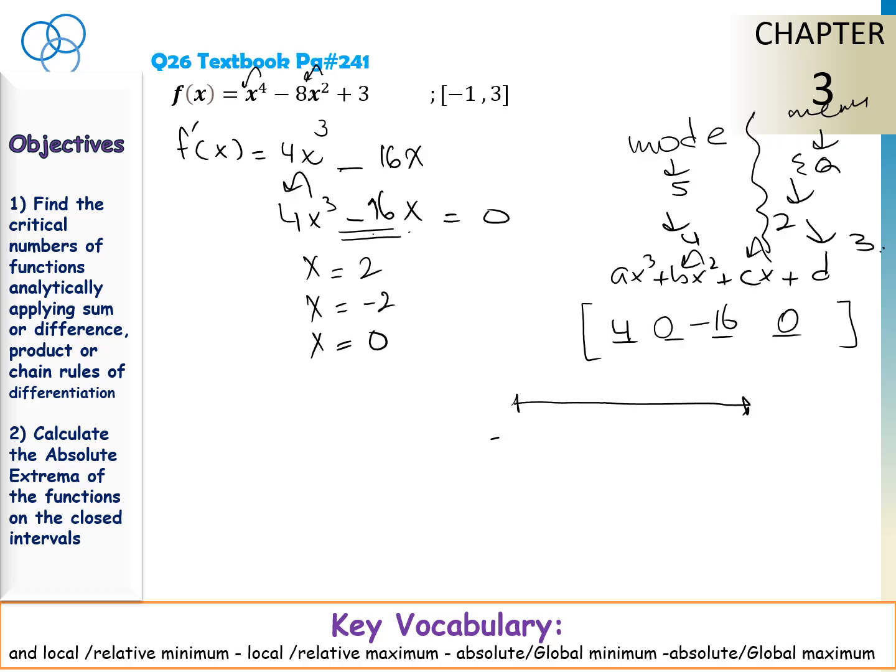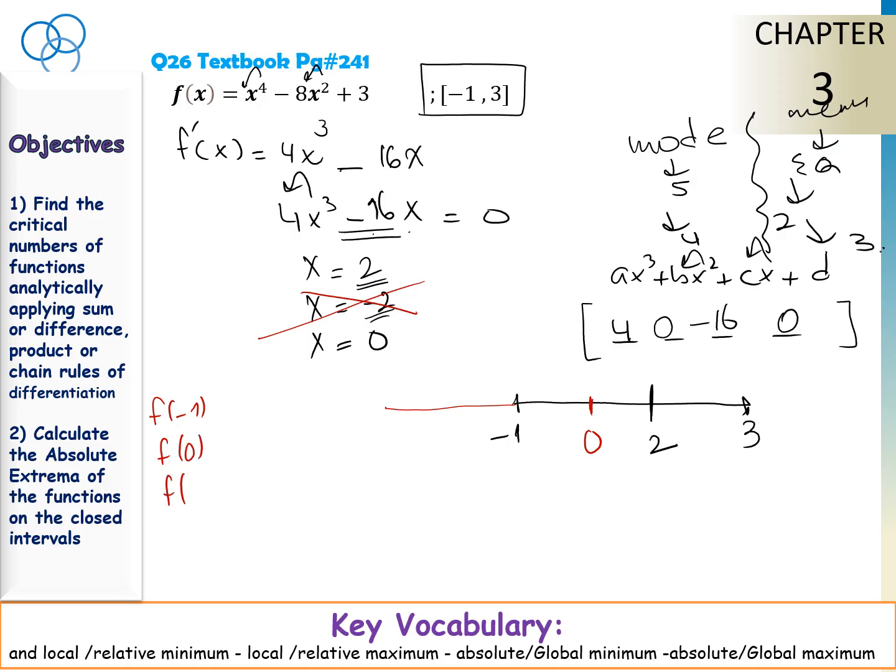Okay, now read the number line. The starting point is negative 1 and the ending point is 3, the closed interval. Now this 2, yes, the 2 comes in between. Negative 2 is over here, which is outside the closed interval, so we will not take this one. And 0 is somewhere here in between. So we will have 4 values: f of negative 1, f of 0, f of 2, and f of 3.